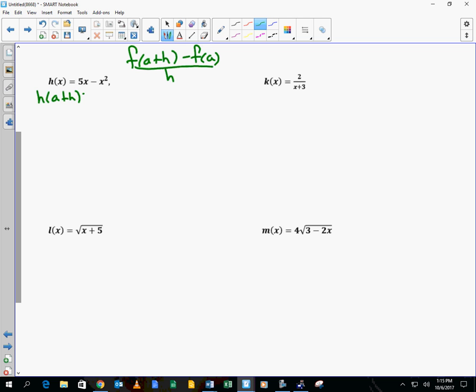H of a plus h will be 5 times a plus h minus the quantity a plus h squared. So we just put an a plus h in wherever we see an x. After we do that, then we identify h of a, which would be 5a minus a squared. And now we write out our rule.